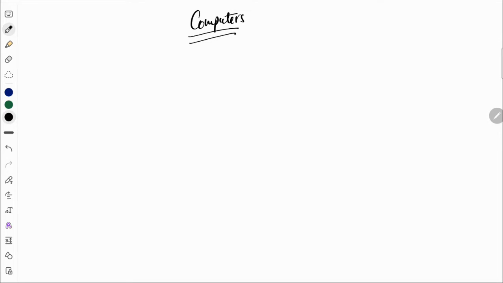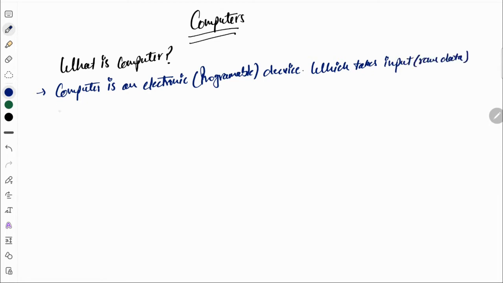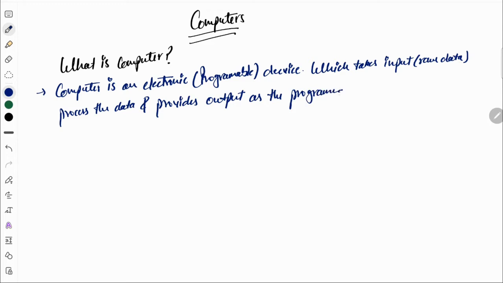What is a computer? The simple definition is: a computer is a programmable electronic device which takes input raw data, processes the data, and provides output in the programmed format.